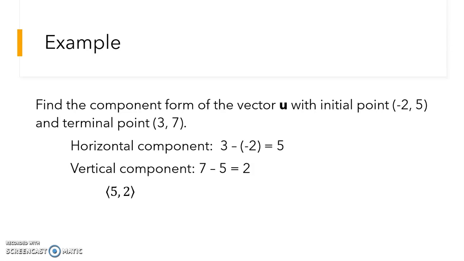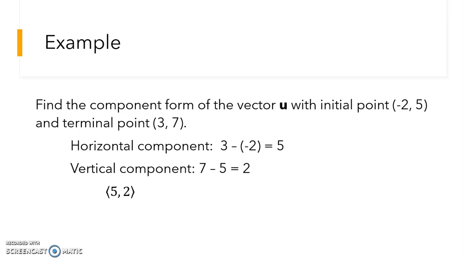So for the horizontal component, I took the two x values, the 3 and the -2, and I just subtracted them. 3 minus -2 equals 5. And the order is important. It has to be the terminal point value minus the initial point value. For the vertical component, I did the terminal point y minus the initial point y. So 7 minus 5 is 2. And then I just wrote them as the x value, comma the y value. And I put it in these unique brackets to note that it is a component form.